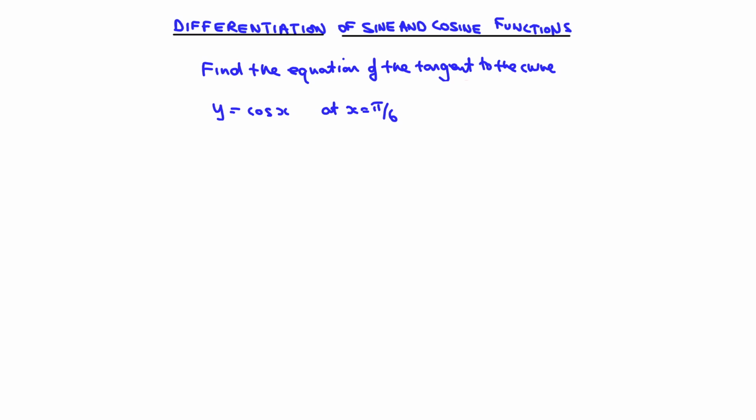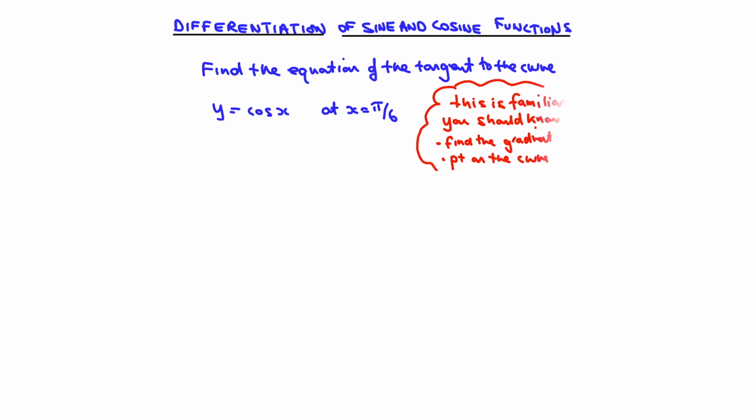Find the equation of the tangent to the curve y equals cos x at x equals pi by 6. Find the equation of the tangent. Again, prior knowledge. You know that that's a straight line. So we need a point on the line and we need the gradient. Now the point on the line is also on the curve. So we can get the point on the curve and we can get the gradient.